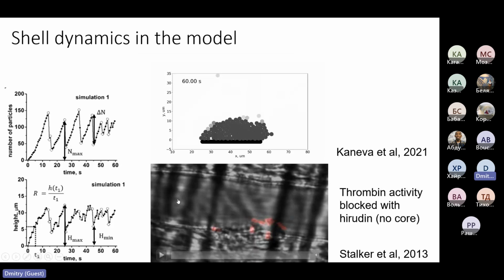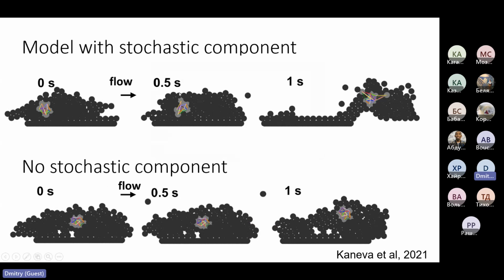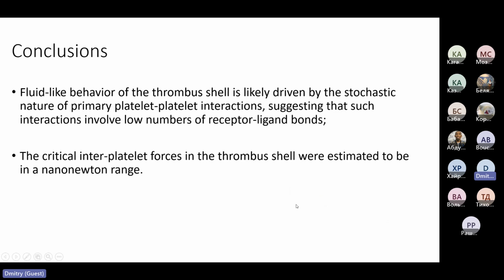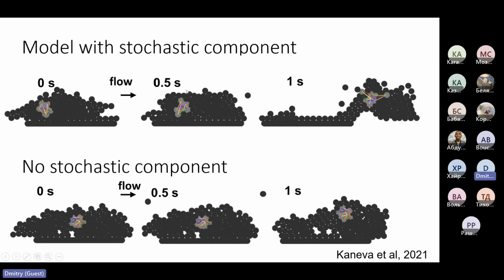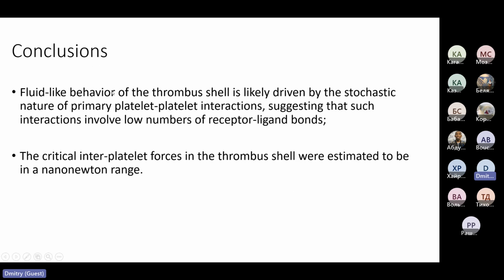So with this mechanical model, we showed that in case we consider this stochastic component during the disruption, small pieces of thrombi experience some plastic deformation, some shear deformation, like you can see here. But if no stochastic component is considered, the thrombi behave differently. They are more rigid pieces which just rotate, and inside these pieces the distances between different platelets remain pretty much the same. So that means that it's the stochastic component which is important for describing this fluidity of the external regions of the shell.